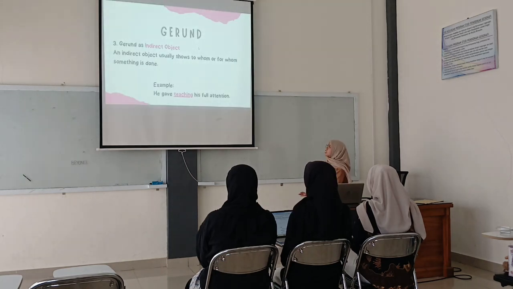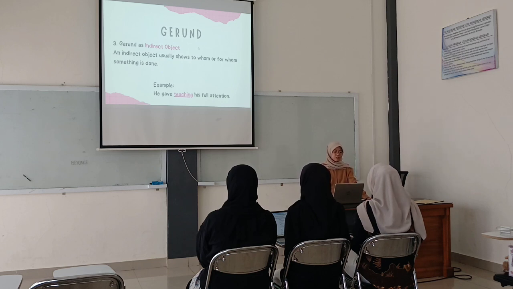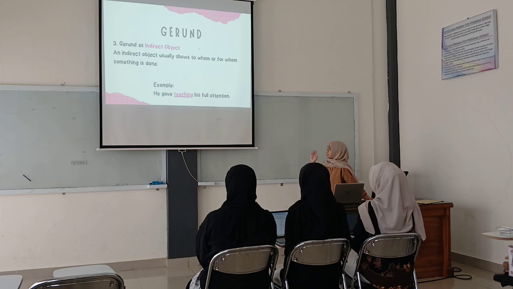The next function is gerund as indirect object. An indirect object usually shows to whom or for whom something is done. Sometimes a gerund can appear as the receiver of something indirectly, especially after verbs like give or offer. Like for example here, he gave teaching his full attention. Here, teaching received something, which is his full attention.